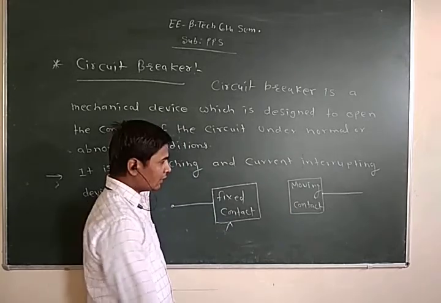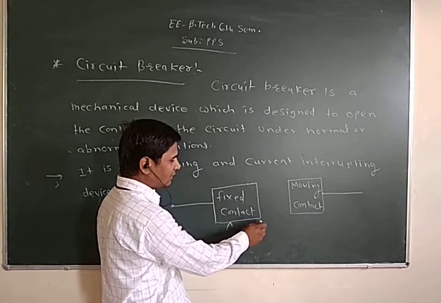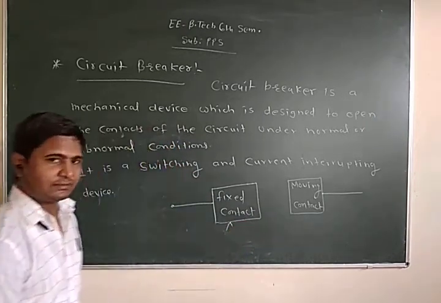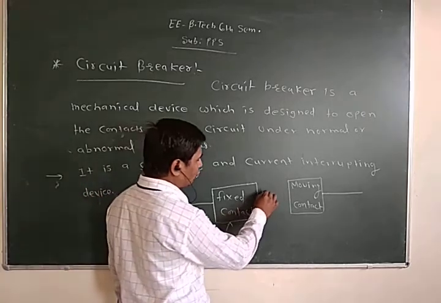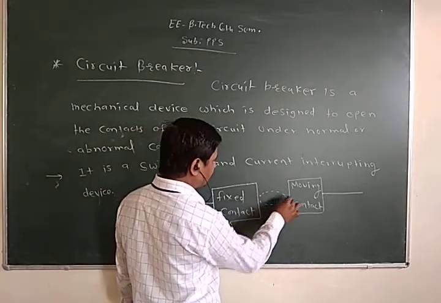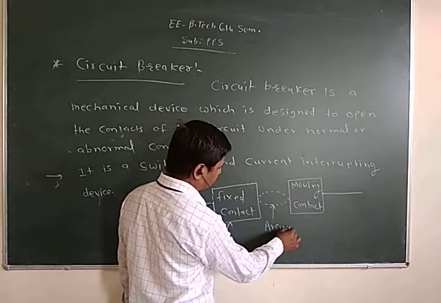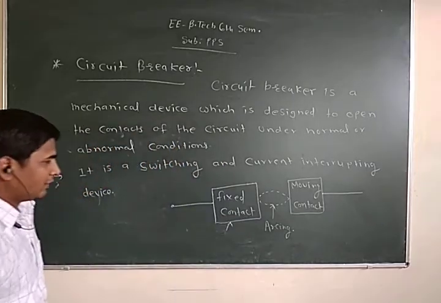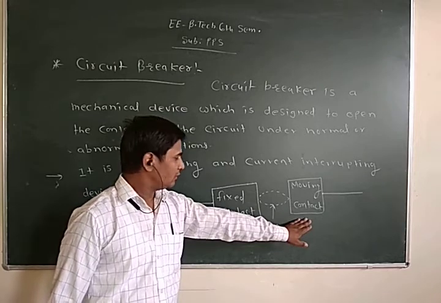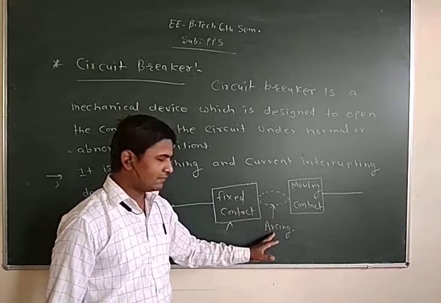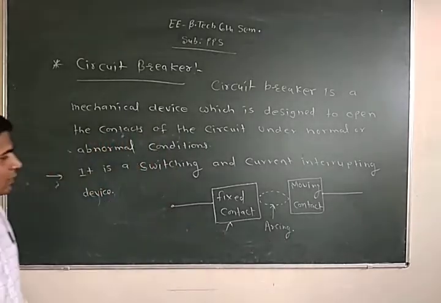So we can say that the moving contact of the circuit breaker moves from its position to leave the fixed contact. During this process, when the moving contact moves from its position, there is a problem of arcing. When we remove the moving contact, a problem of arcing is created in between the contacts of the circuit breaker.